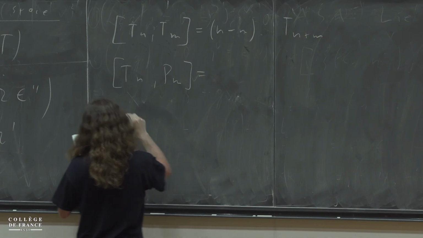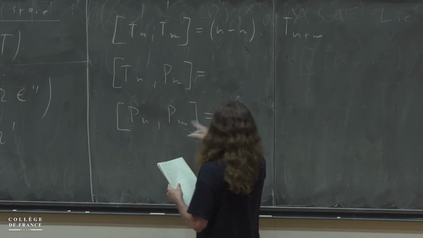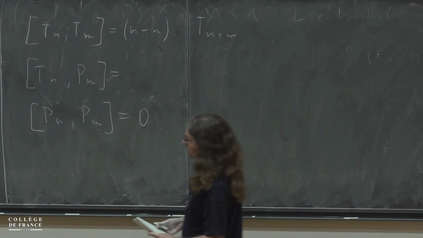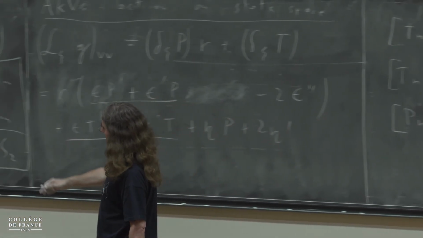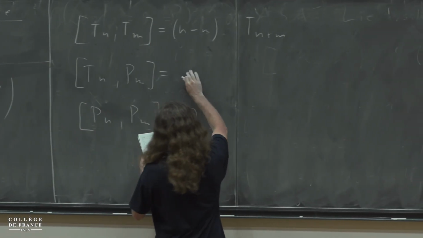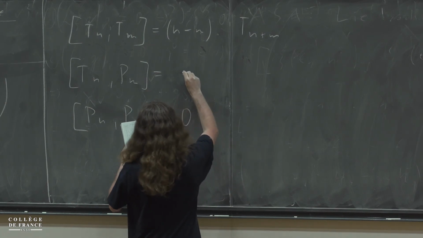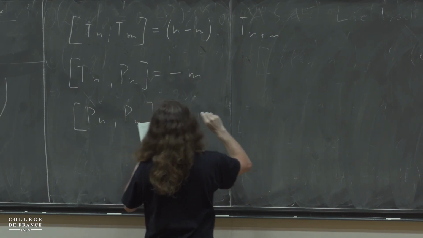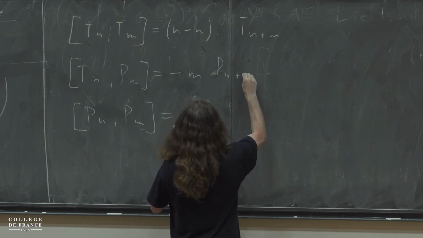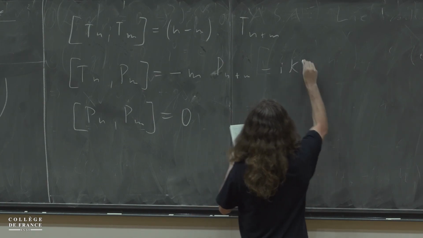Let me skip this for a moment. The last bracket, Pn with Pm, is again 0. So this is again like the super translation part of the asymptotic killing vector algebra. So this is the last line here. And in the middle line, well, okay, I guess I'm skipping 2 steps at once. There is a slight change in the structure constants because we're shifting the spin by 1, but that's incidental.